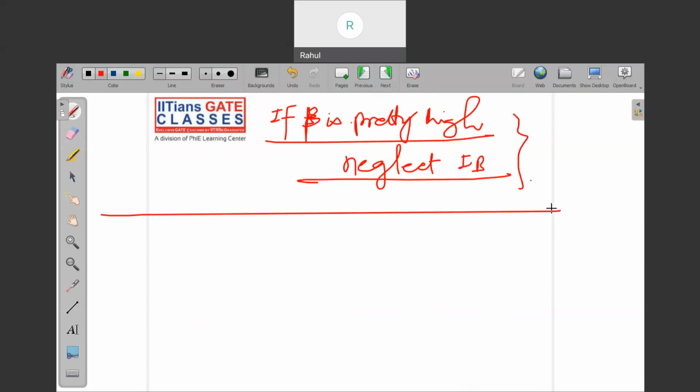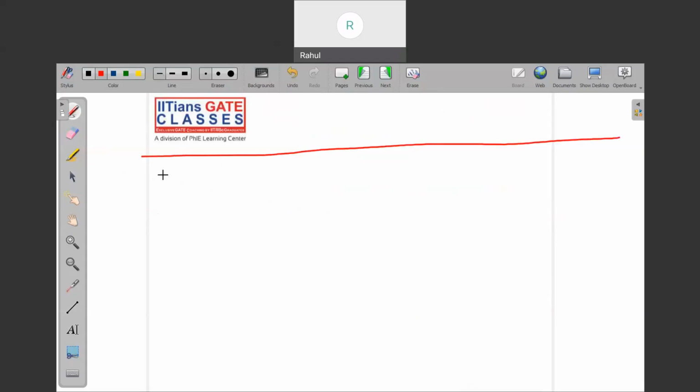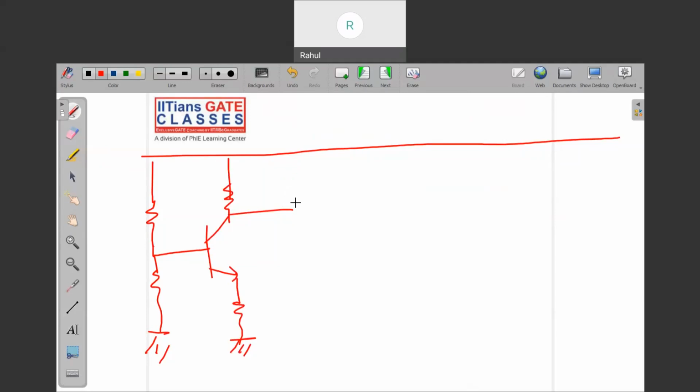Let me take one big problem so that you could realize this. Suppose this kind of configuration is given. Let me draw this so you can solve confidently. The voltage divider biasing is given, and with this kind of situation you have to calculate the output voltage. There is a transistor associated, NPN and PNP both.